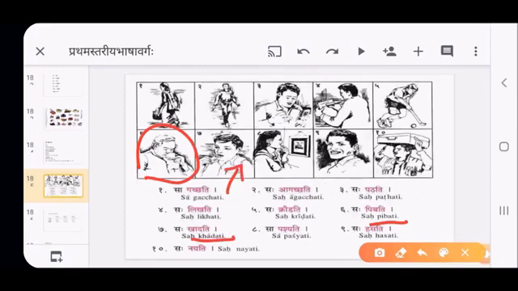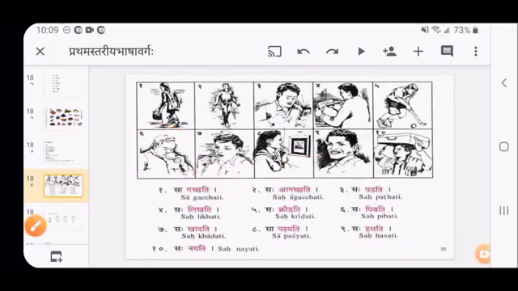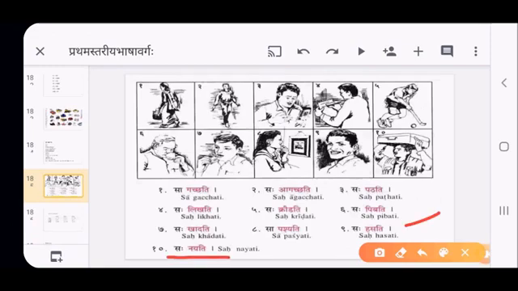Sa pashyati, sa again we know is Strilinga, means she looks. Pashyati means looks. She is looking at the picture here. She looks. Sa pashyati. Saha hasati. Hasati means laughs. Saha hasati. He laughs. And saha nayati.